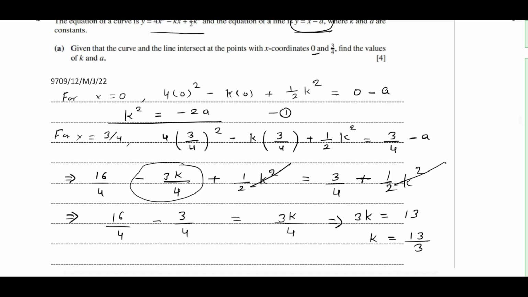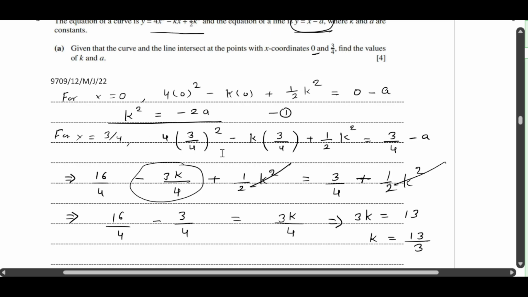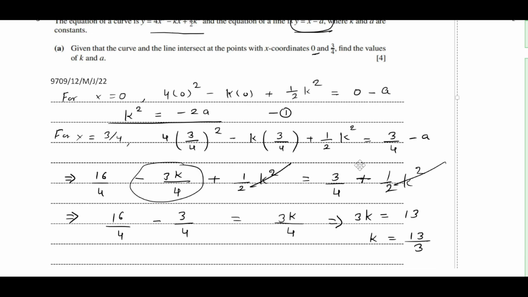So what we said is that x is equal to 3 by 4. 4 times (3 by 4) squared minus k times 3 by 4 plus half k squared is equal to 3 by 4 minus a. Then this half k squared and this half are equal. From here we get that half k squared is minus a. So we cancel them.